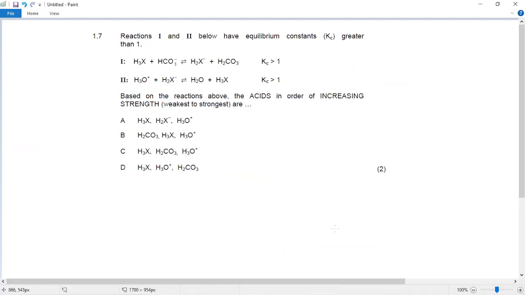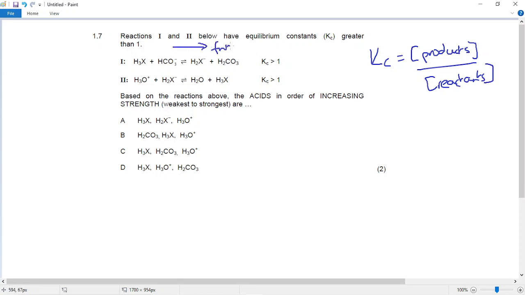Okay, now it says reactions 1 and 2 below have equilibrium constants greater than 1. If we have an equilibrium constant greater than 1, remember Kc is the concentration of the products over the concentration of the reactants. And if we have a Kc greater than 1, it means that the forward reaction is favored.